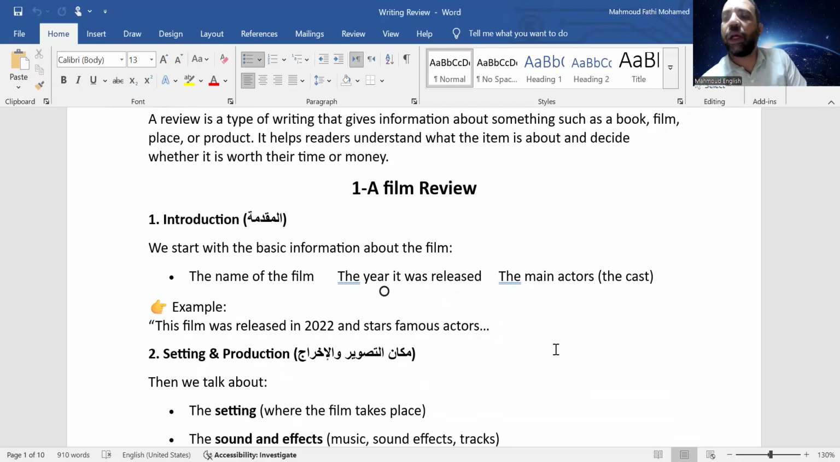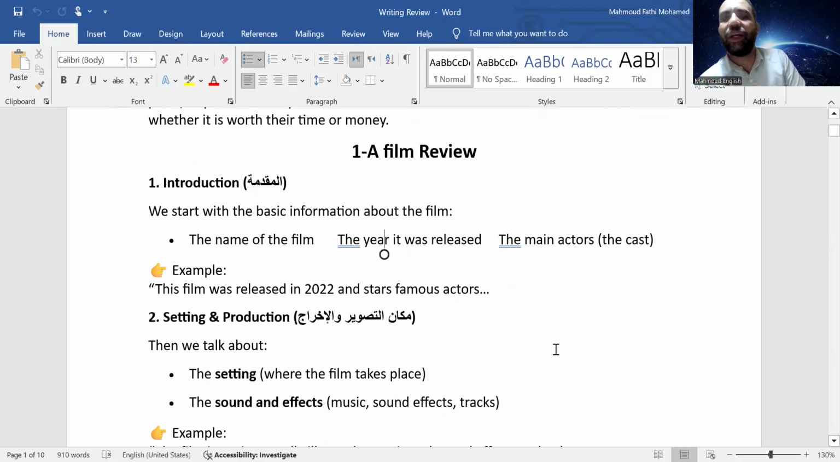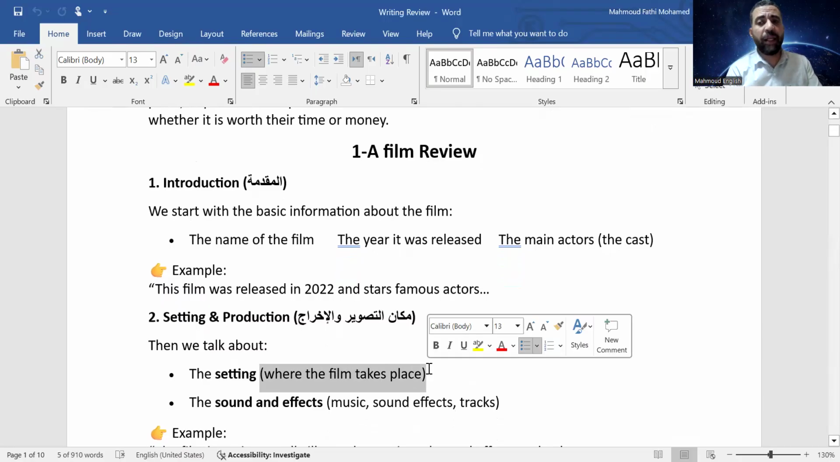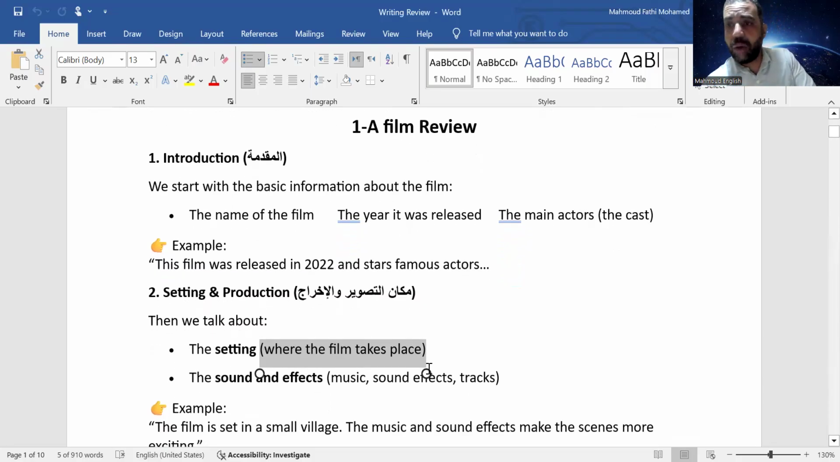Then in the body you can talk about the setting, meaning where, the filming location, when it was made and who released it. For example, here we talk about the setting, where, on an island, or in a village, or in an enchanted house, or in a forest and so on.